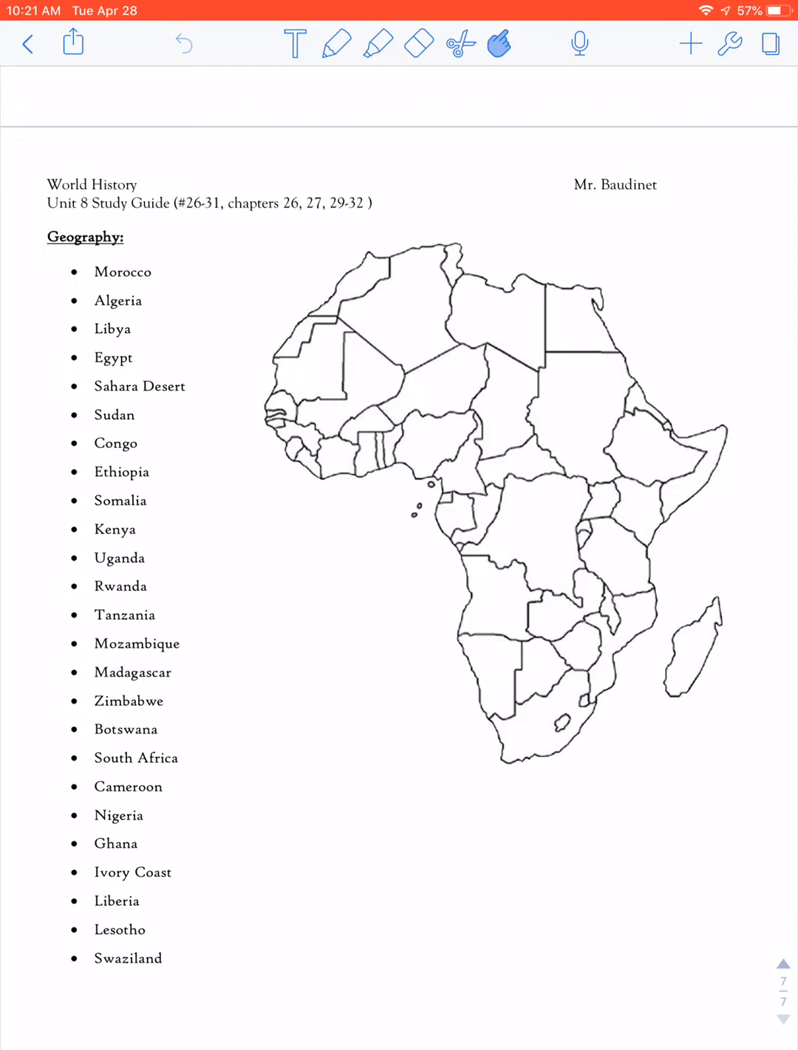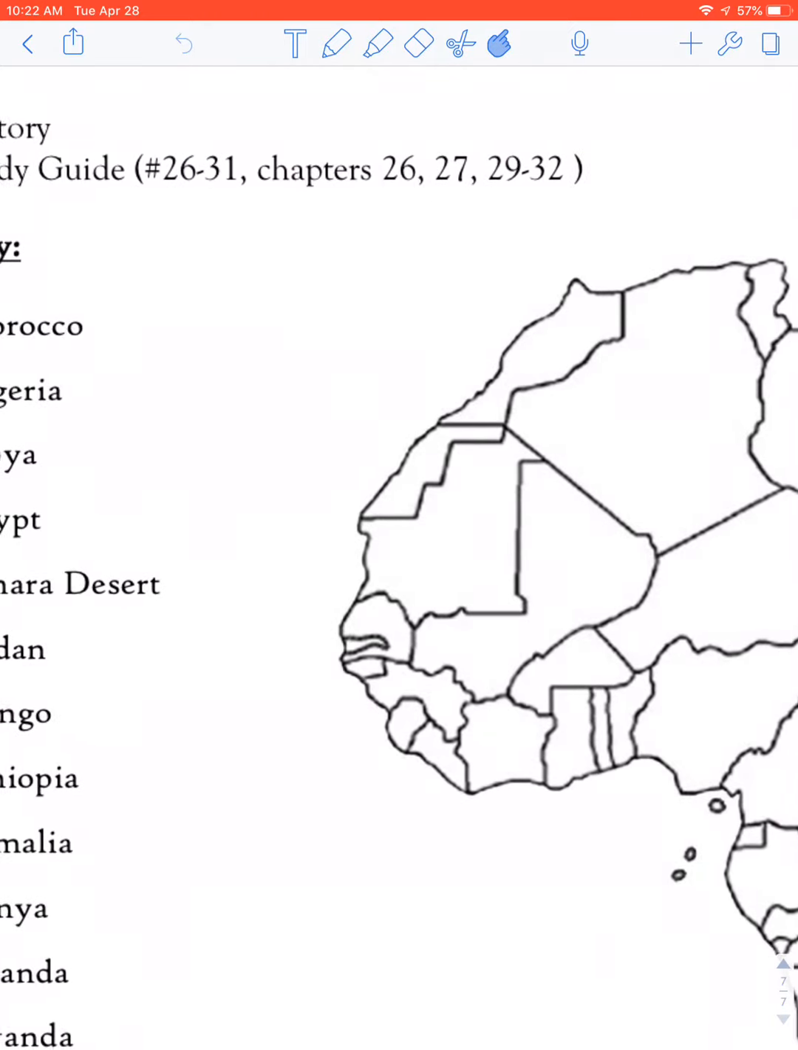All right, so let's open this up on Notability. Then you see the different countries we're going to label right there on the side. There's kind of a lot of them, but Africa is a pretty darn big continent. Okay, so let's get started. First one we got is Morocco. So let's zoom in right in here.